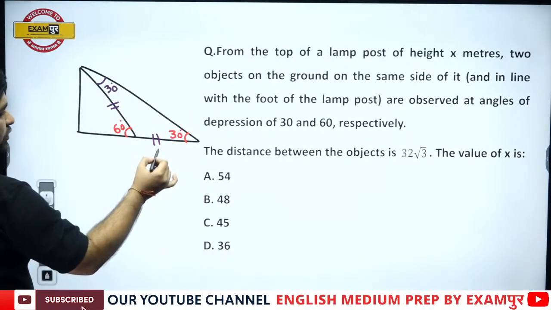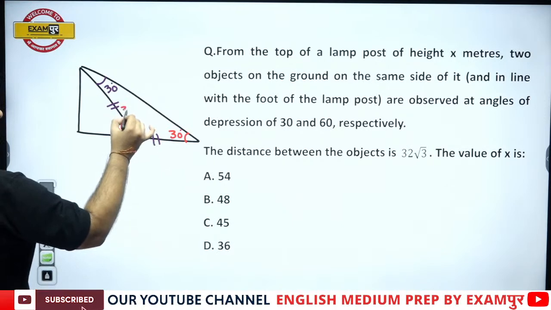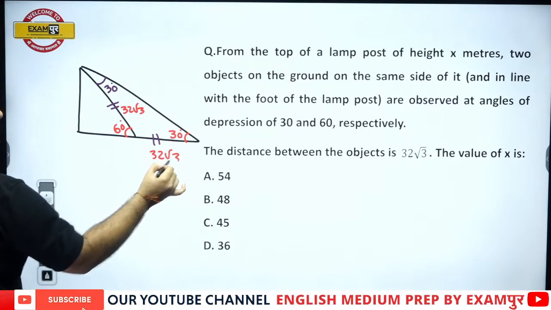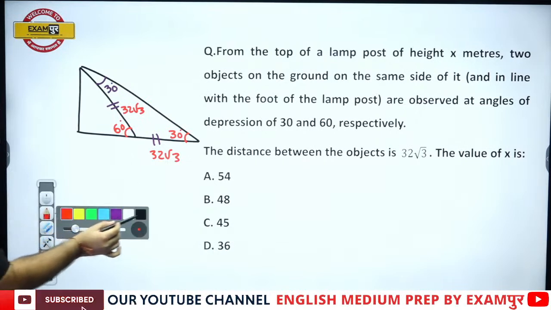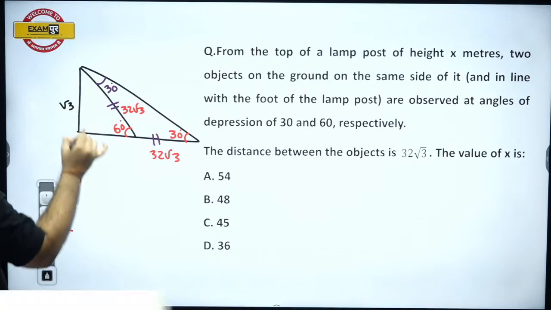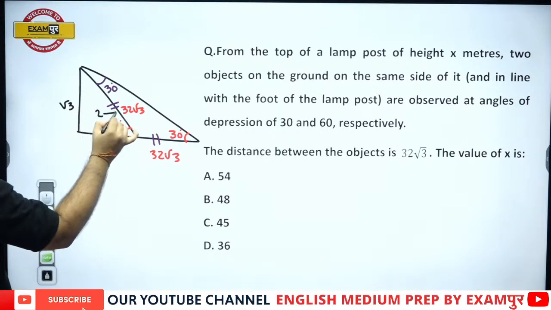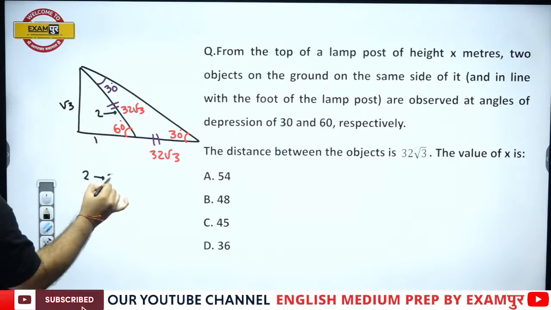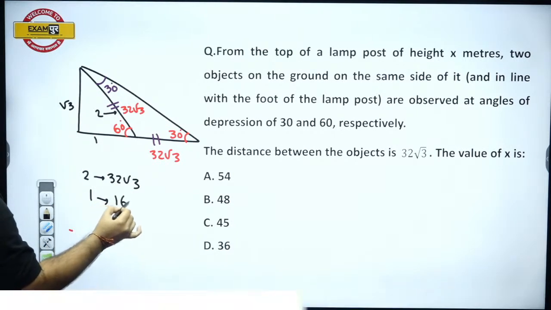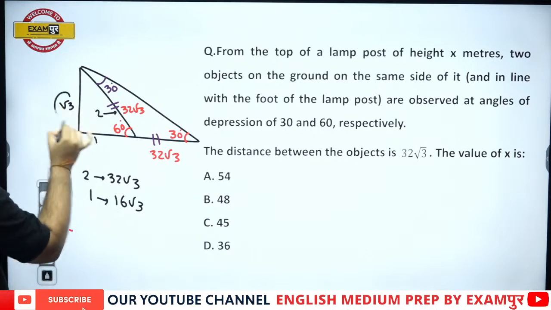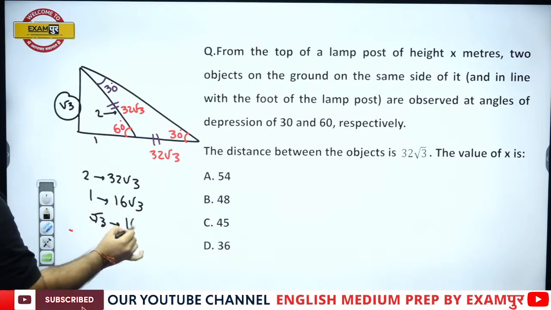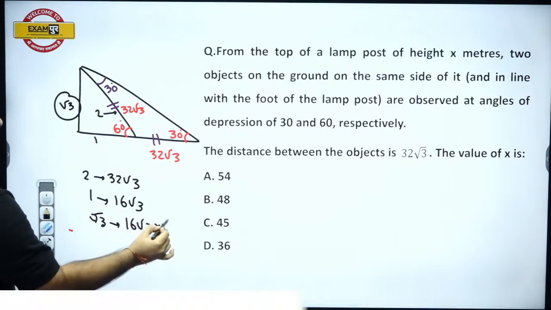The distance between the objects was 30 root 3, so this is also 30 root 3. For 60, the ratios are root 3, 1 and 2. 2 is known as 30 root 3, so 1 is equal to 15 root 3. Height is root 3 times that, so root 3 into 15 root 3 gives 45.